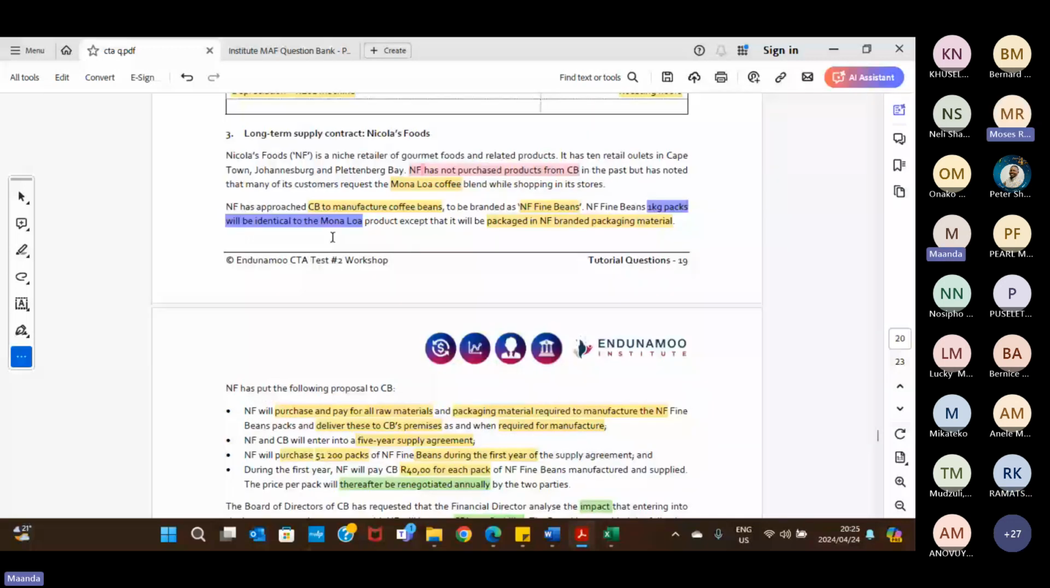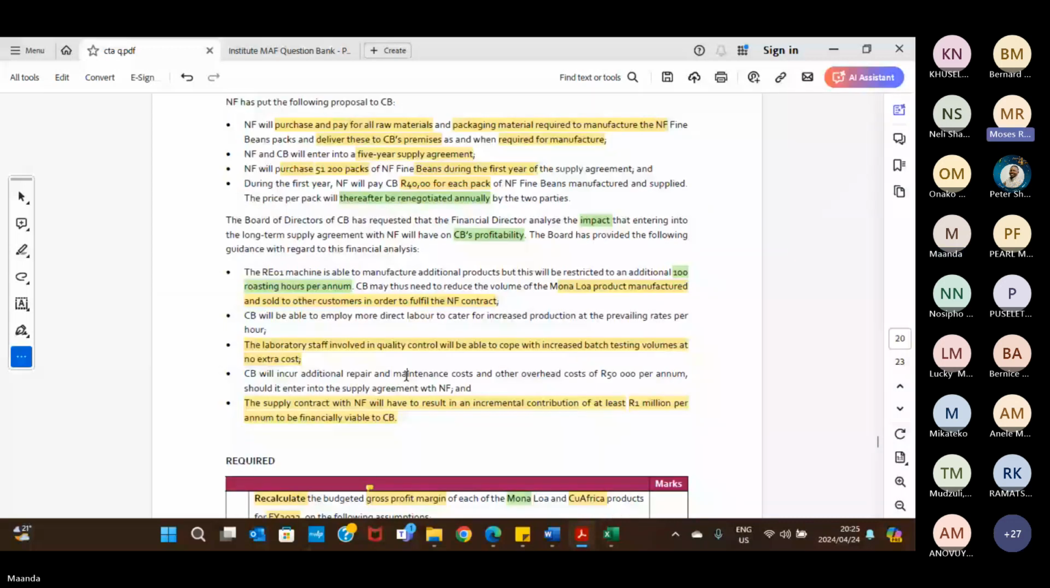Sorry, sir. Just a quick one, sir. Manda. Yes. Just a quick query, to understand if I got you correctly there. Are you saying we must do some form of NPV calculation to see that the contribution is at least more than R1 million per annum? No.